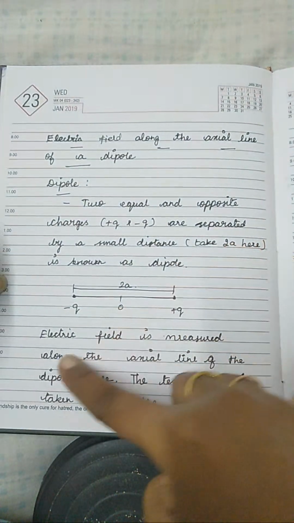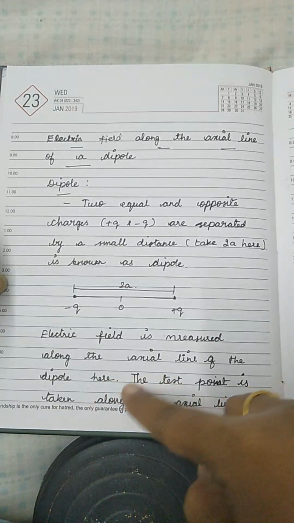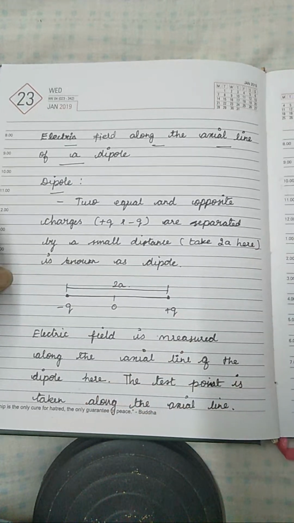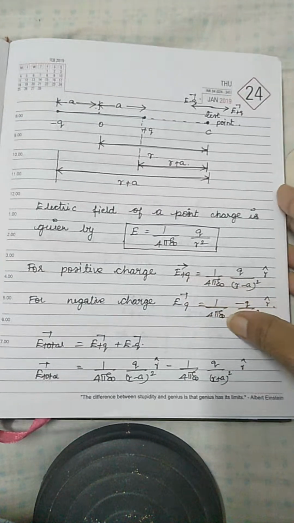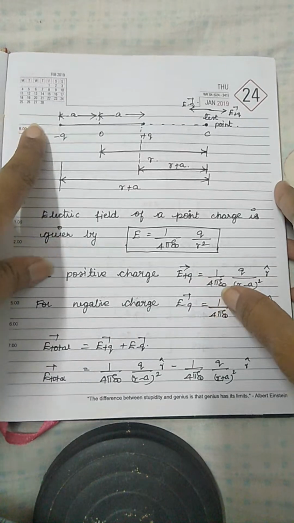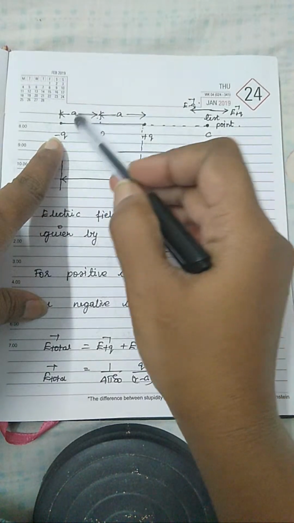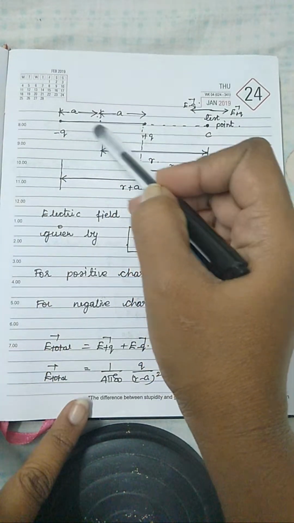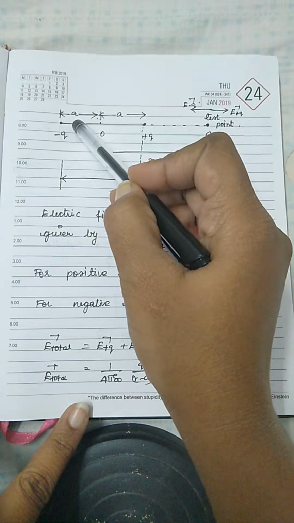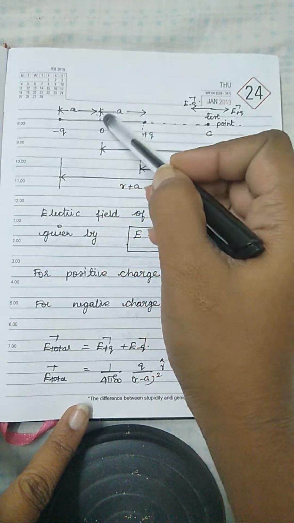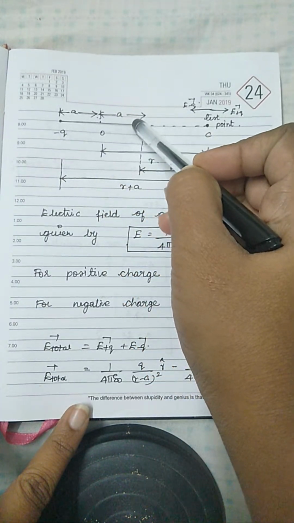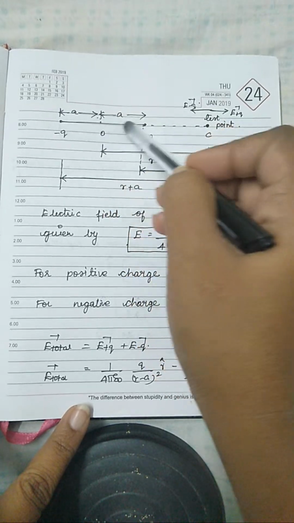First, the electric field is measured along the axial line of the dipole. This is the derivation which we are going to see now. You can see the diagram here. I took a dipole separated by a small distance 2a, and from the center, minus q is located at the distance a and plus q is also located at the distance a. So together it is 2a.